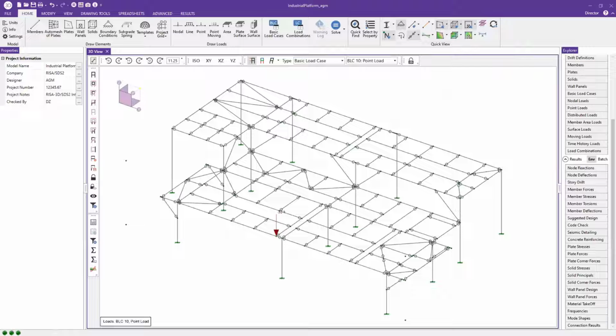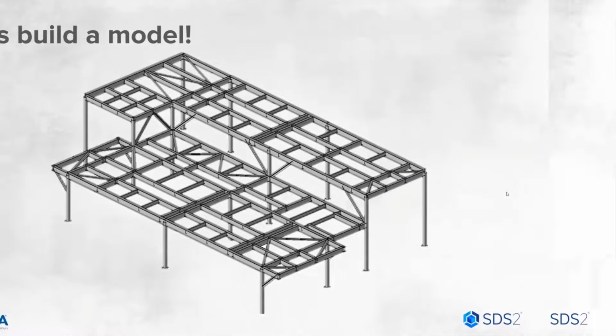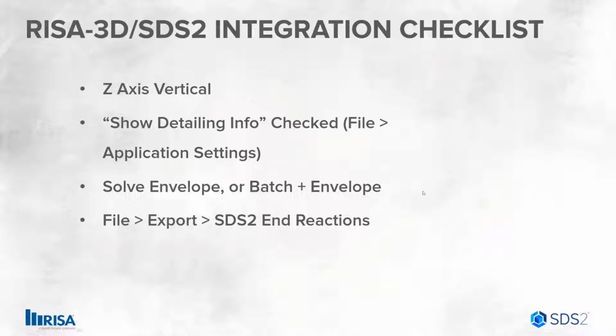So just to recap really quick, let me switch back to PowerPoint. On the 3D side of things, to get set up, you're just looking for your Z-axis in the vertical direction. If you want to do some cardinal offsets, use some cardinal points, you're going to show detailing info under File, Application Settings. Solve either an envelope or a batch plus envelope solution. And then as simple as that, file, export, SDS2 end reactions, and we are done with the RISA-3D model. So with that, I will hand it over to David if he is ready to go.